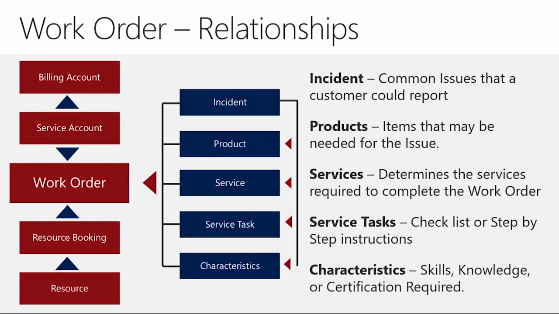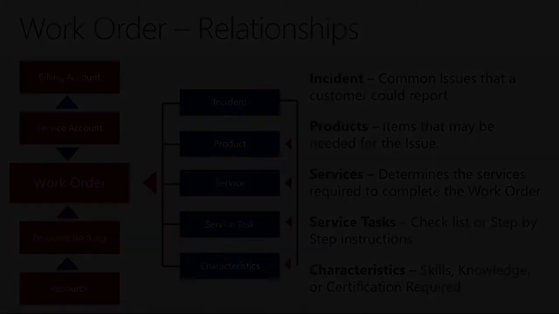And then ultimately they also have the characteristics that we've talked about, where I can go in and determine what specific kind of skill sets or knowledge level the person should have in order to be able to work on this particular item. So these are all critical elements that are going to interface with the work order as you're working through it. As you can see, work orders really do play a critical piece and are really one of the main components when we start talking about a field service implementation.